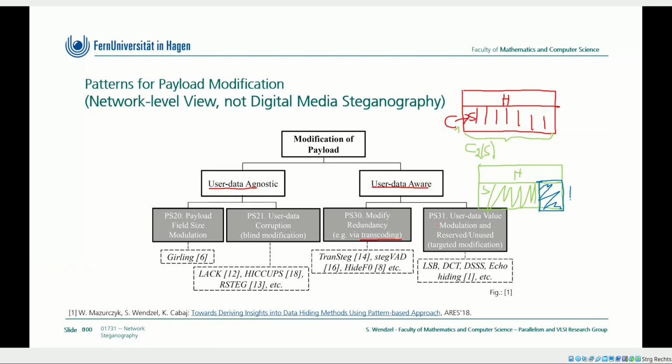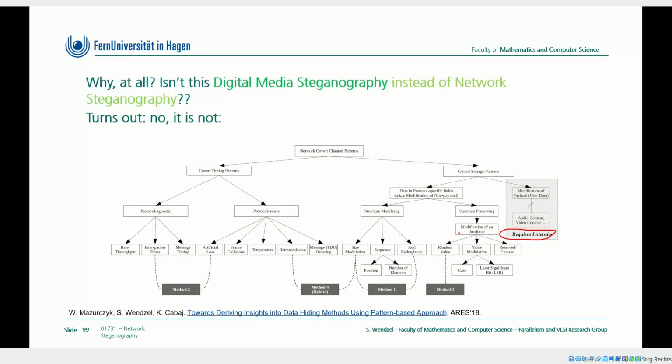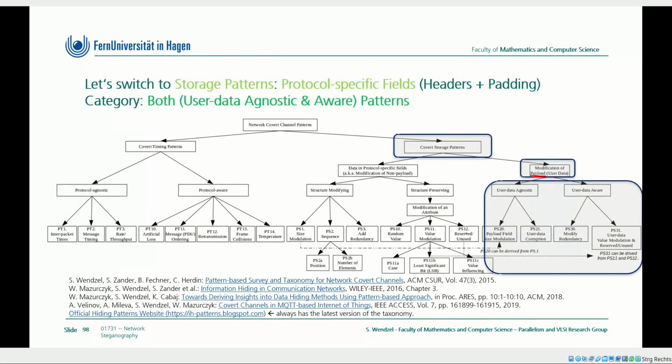And then there is PS31, the user data value modulation and reserved unused. Of course, these patterns are derived from some of the patterns we have already seen. Let's go back a bit. So payload field size modulation is derived from the size modulation pattern, and the user data value modulation from the value modulation pattern. This is this arrow, and the reserved unused from the reserved unused pattern. So they are linked and at the same time derived from these patterns.